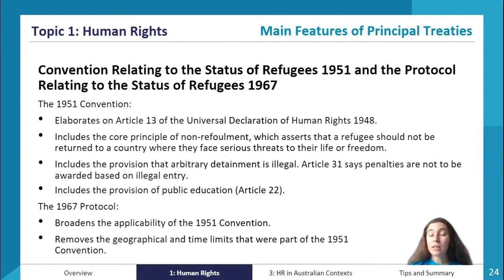The 1967 protocol broadens the applicability of the 1951 convention, and it also removes the geographical and time limits that were part of the 1951 convention. So there were different limitations there, and years later in 67 they recognized those limitations and that they shouldn't be there, so those were able to be removed as well.